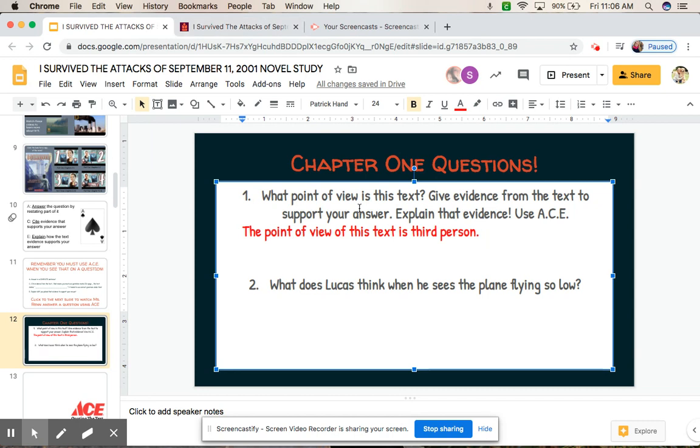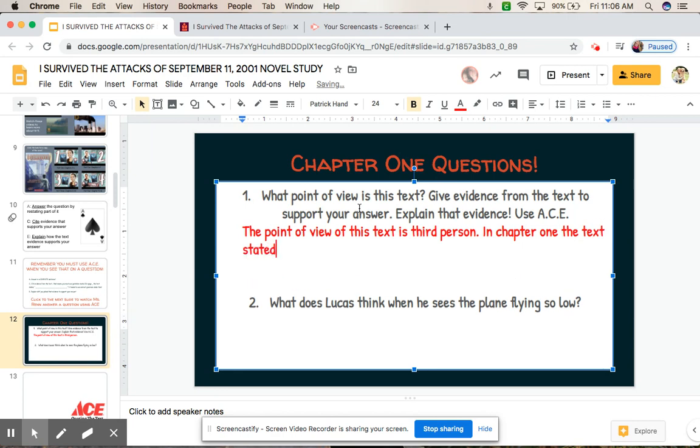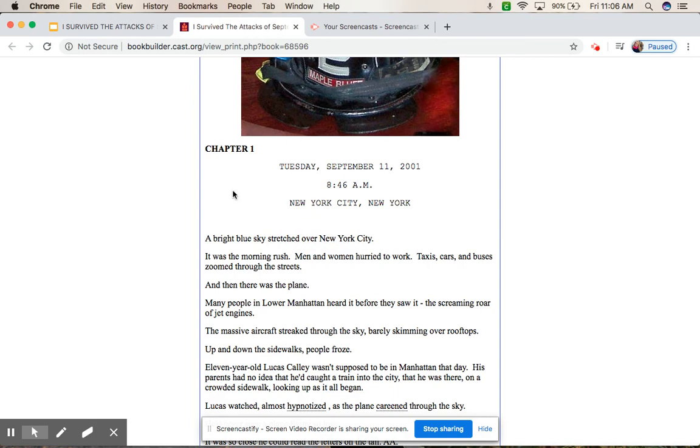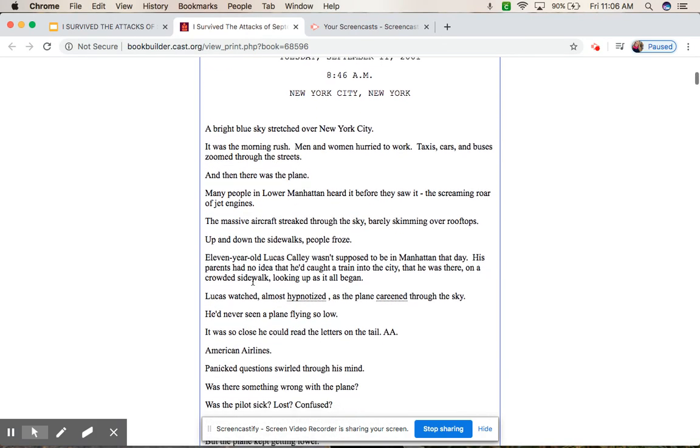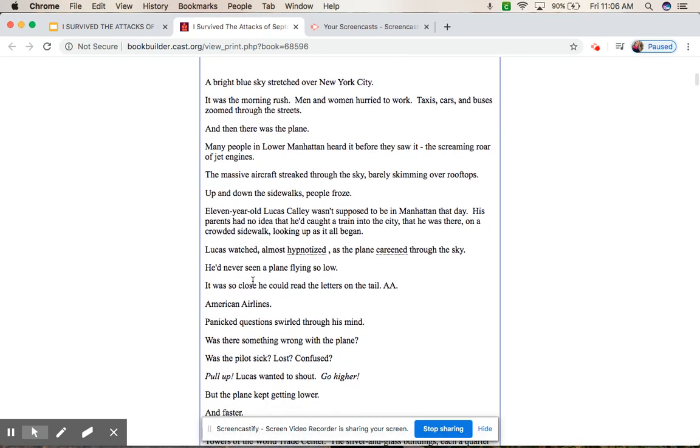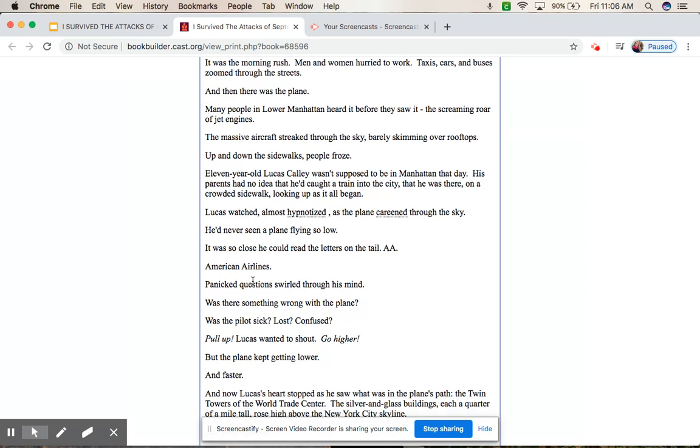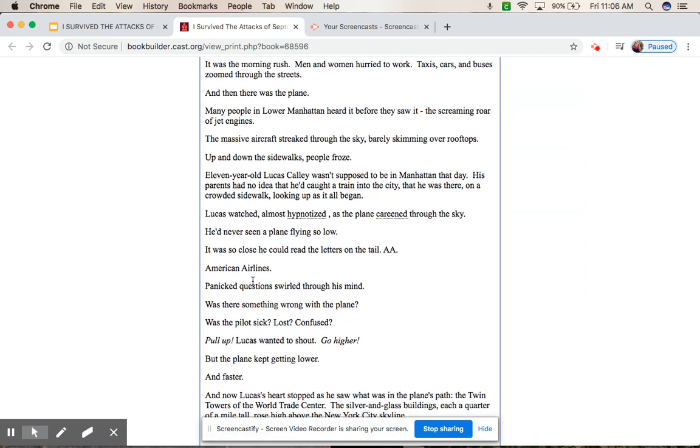But before I do that, I'm going to make sure that I give credit to the evidence. So I'm going to say, in chapter 1, the text stated, comma, quotation marks. I need evidence where there's like a narrator talking about different people.